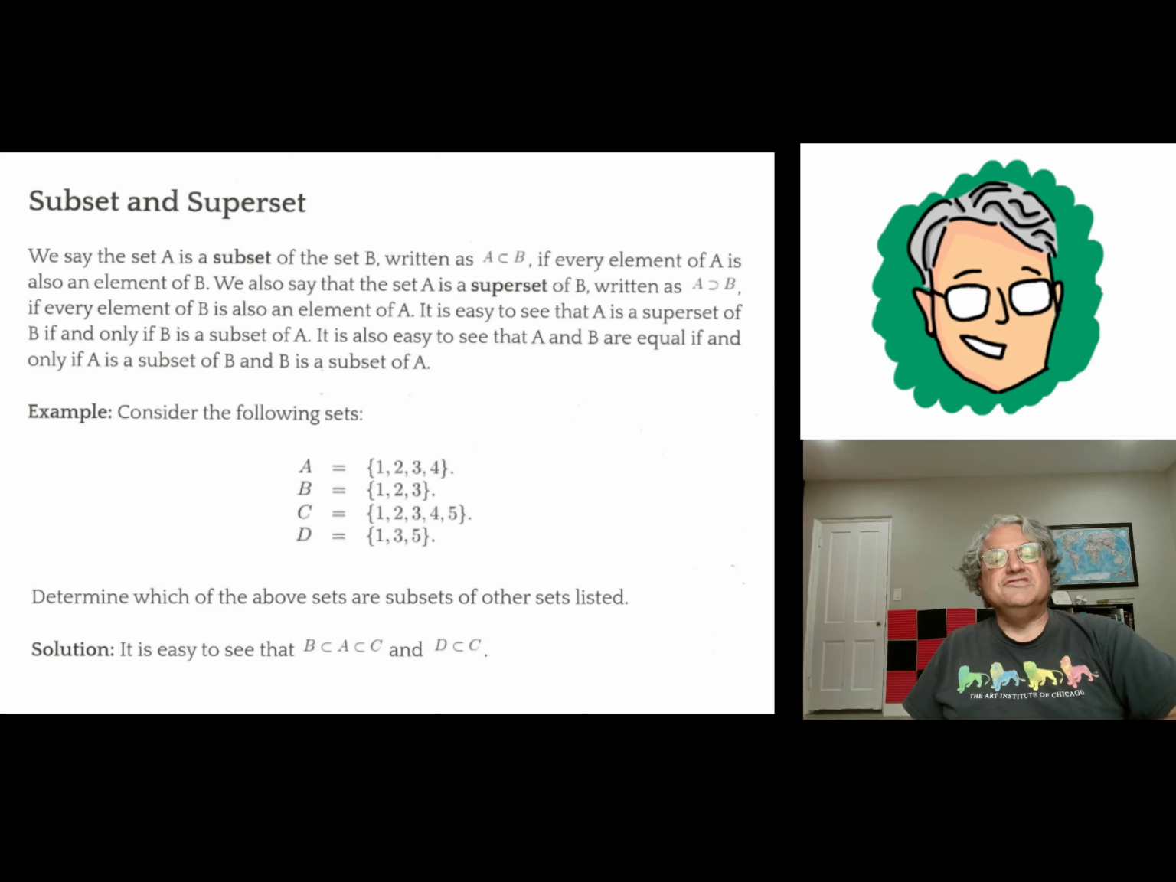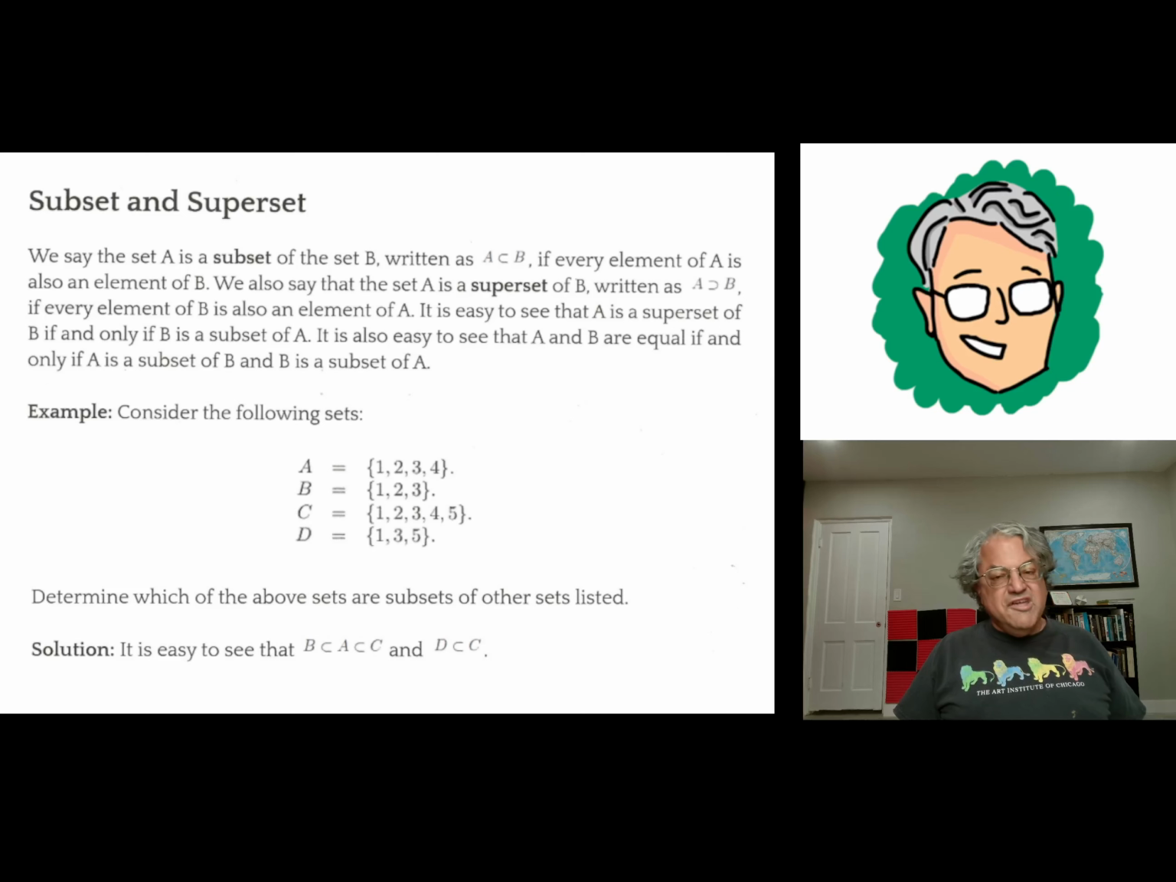And then here's just an example. I'll give some examples in this chapter just so you can see a little better what's going on. So here I give four sets. I'm not going to read them all off, but I might as well. A is 1, 2, 3, 4. B is 1, 2, 3. C is 1, 2, 3, 4, 5, and D is 1, 3, 5. I just ask which sets are subsets of which other sets, and I think just by inspection, it's pretty easy to see that B is a subset of both A and C.